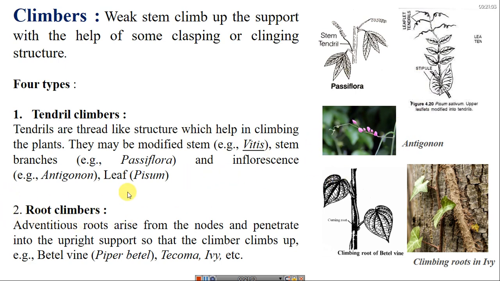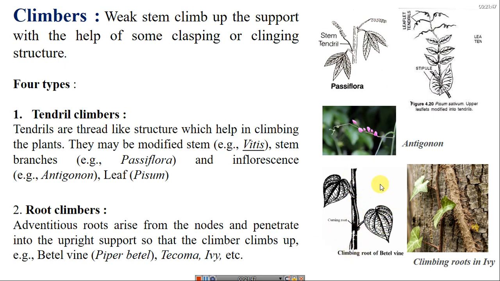Now the second type of climbers are the root climbers. Root climbers have special types of roots, adventitious roots, that help them to climb onto the support. The roots arise from the node region and penetrate into the object, finding some cracks or some support. They stick to the support and help the plant to climb over the plant or wall or any other tree, right? So with the help of these climbing roots or clinging roots, the plant climbs onto the support.